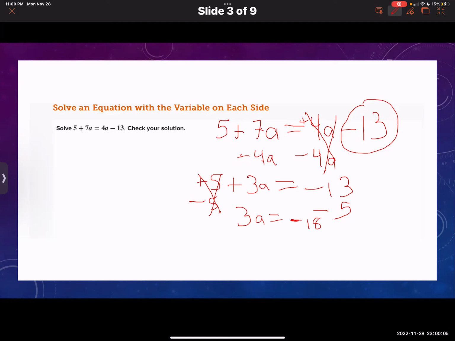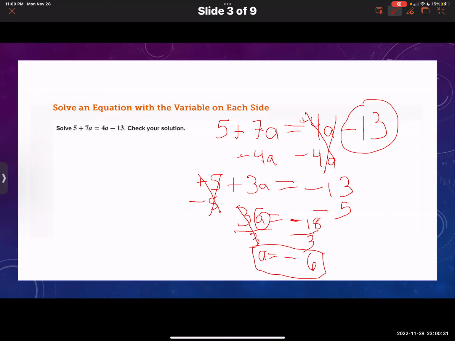Now let's get back to the problem. 3a equals negative 18. What's the opposite math of 3a? Well, that's multiplication. So we're going to use division to solve it. 3 gets to go to the party. A is all by itself. There's one negative, so you got to what? Keep it. 18 divided by 3 is 6. A equals -6 is the solution.